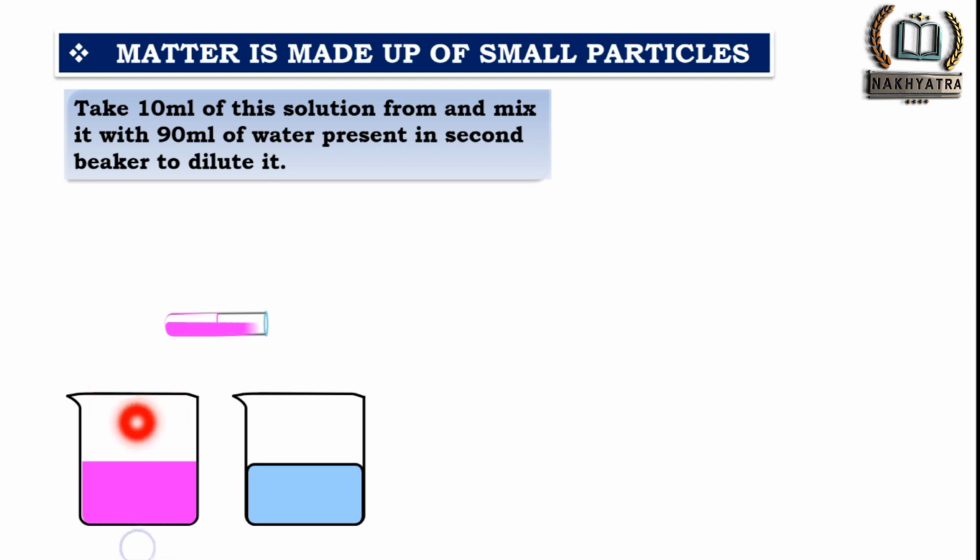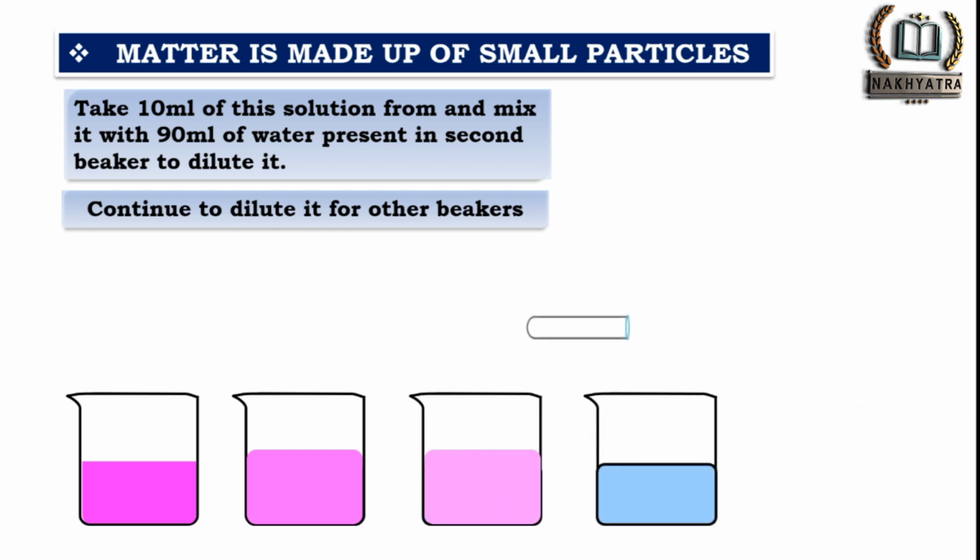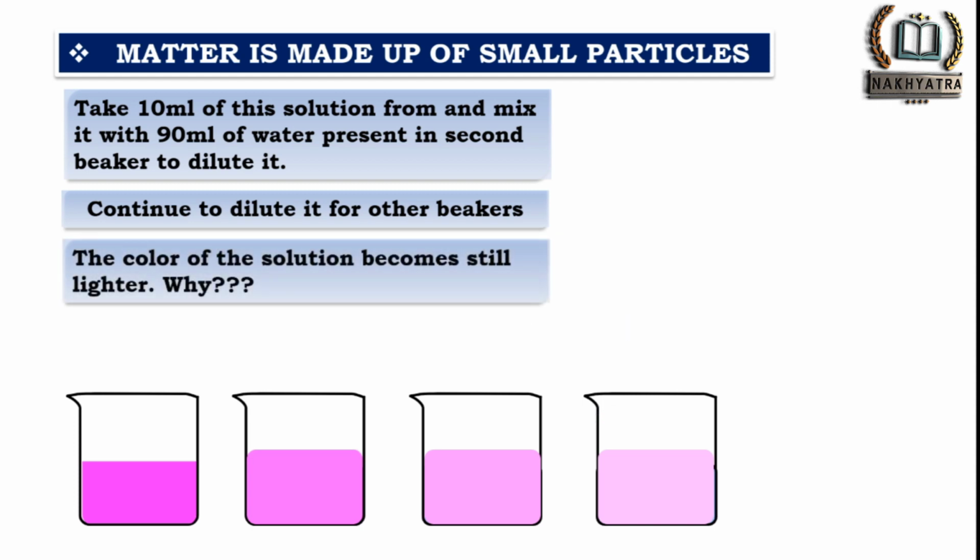From the first solution, take 10 ml of the solution and mix it with 90 ml of water present in a second beaker to dilute it. Now continue to dilute it for 2-3 more beakers. The color of the solution becomes still lighter.